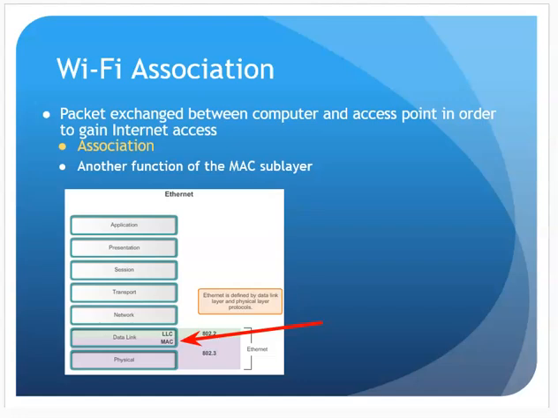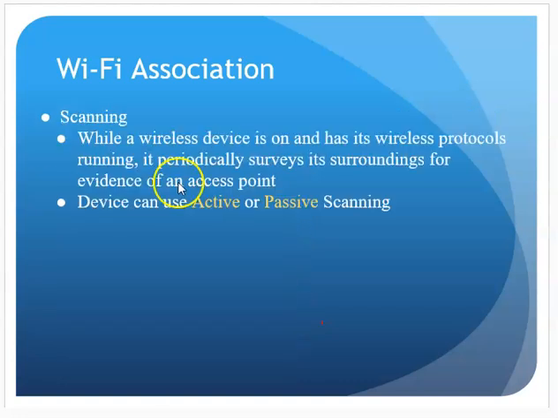Alrighty, CNT120, Chapter 6. We just got done talking about access methods. Now we'll talk about association: the packet exchange between computer and access point to get internet access. First thing we have to do is associate. We have to actually have our laptop associate with the access point to be connected on the network. This is another function of the MAC sublayer, the bottom half of the data link layer.